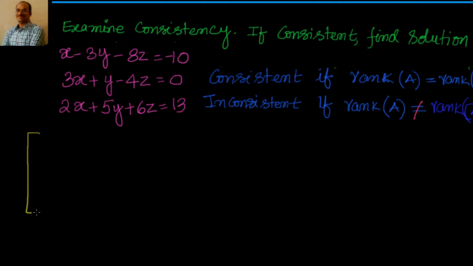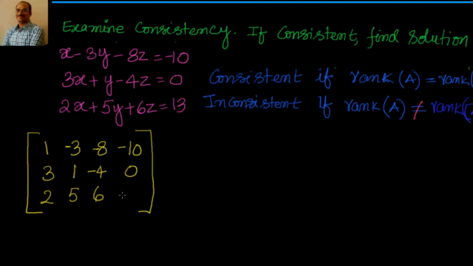Okay. So I will first write the augmented matrix for this. I see 1, minus 3, minus 8, minus 10. Then what's the next one? 3, 1, minus 4, 0. What I am doing is taking out the coefficients from the equations. 2x plus 5y plus 6z equal to 13. What will it be? 2, 5, 6 and 13. Now this is our augmented matrix.